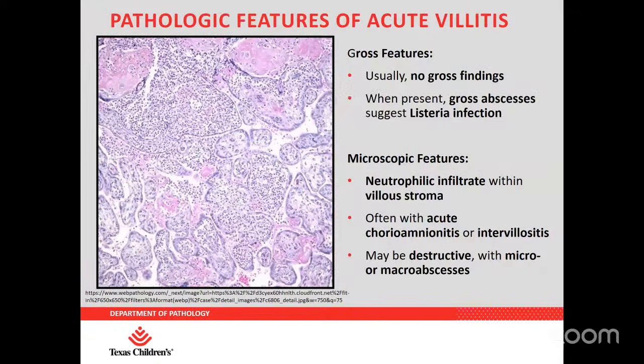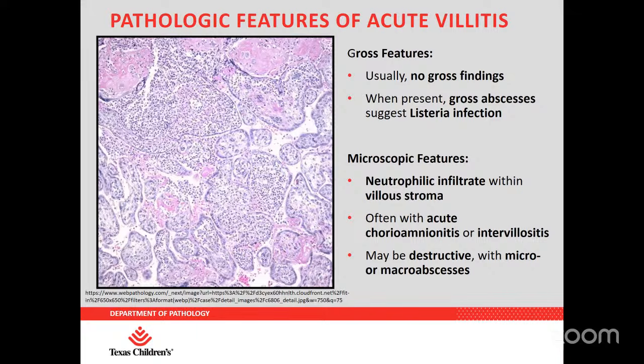Grossly, acute villitis shows no visible abnormalities unless there's accompanying acute chorioamnionitis or placental abscesses. Of note, when placental abscesses are seen, that's highly suspicious for Listeria infection, though similar lesions can occasionally occur with tuberculosis, for example. Interestingly, listerial placentas have also been described to have a distinct fruity odour. I've not smelt it myself, but that's what's described, which potentially could be a subtle but characteristic clinical clue.